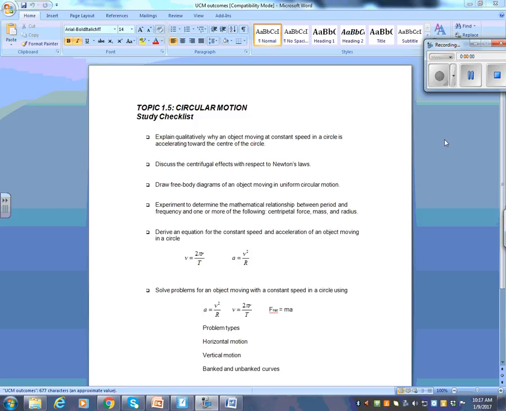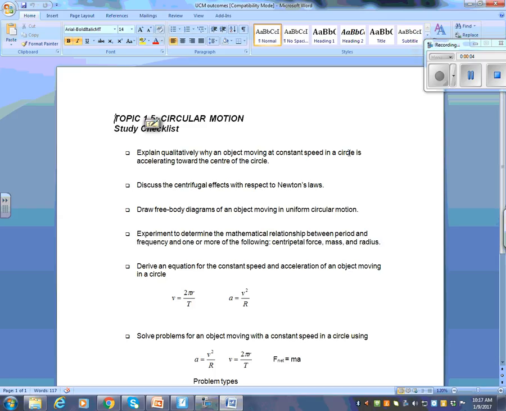Let's begin by talking about what's in this unit here. So, you will have to explain qualitatively why an object moving at a constant speed in a circle is accelerating toward the center of the circle. Discuss the centrifugal effects with respect to Newton's laws. Draw free body diagrams of an object moving in uniform circular motion.